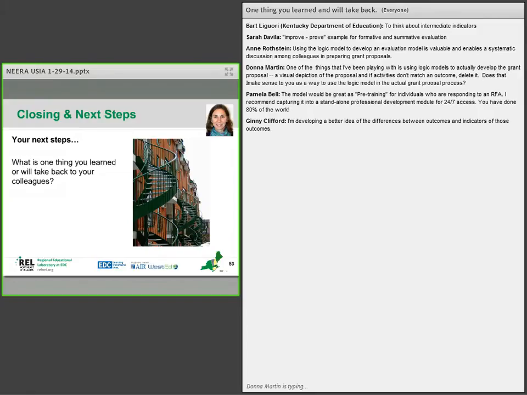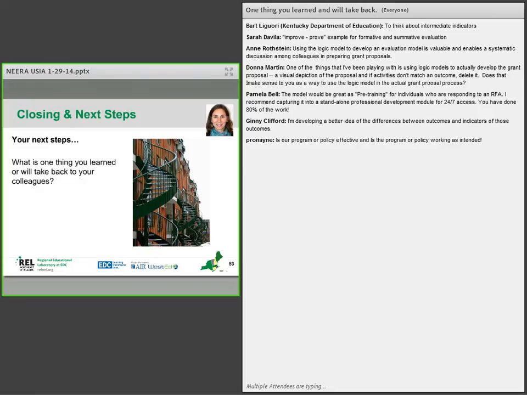What else do we have here? I remember Donna from Northern Illinois University said that she uses logic models to actually develop the grant proposal, a visual depiction of the proposal and activities, and if activities don't match an outcome, delete it. Yeah, the hope is that the logic model will help you be as logical as possible in thinking about whether there is a connection between what you say you're going to do and the outcomes of interest.